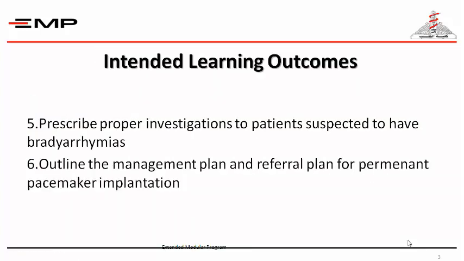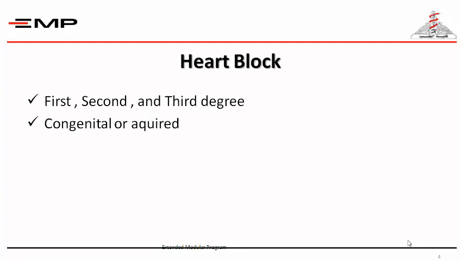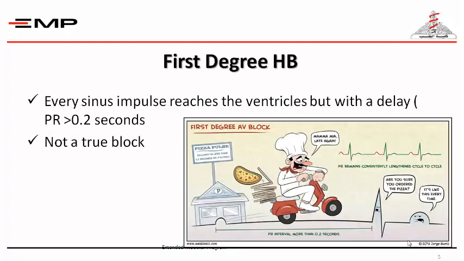We will handle heart block. Heart block occurs due to disease of the AV node. It may present as a first, second, or third degree. And it may be congenital or acquired regarding its etiology.